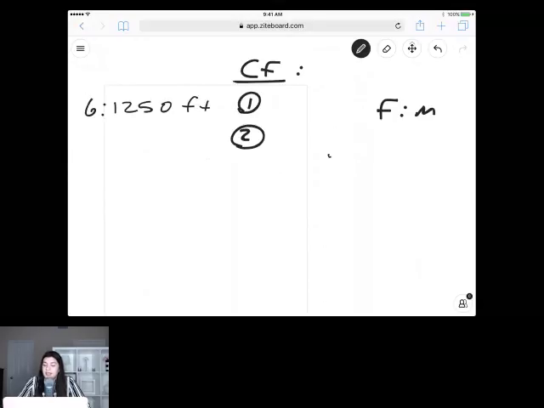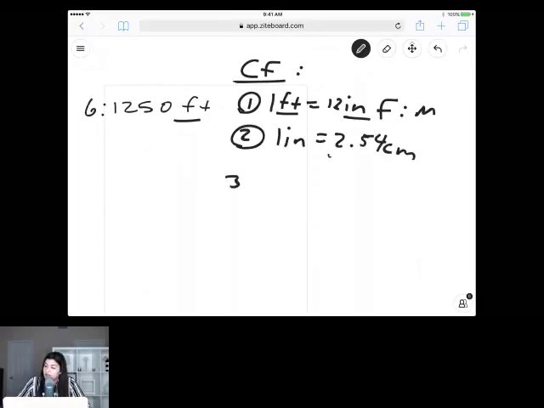So looking at our CF, which just means conversion factor, our first conversion factor has to equal feet. So that's where 1 foot is equal to 12 inches. And then we go from feet to inches. Next, we need to find something that equals inches. So 1 inch is equal to 2.54 centimeters. And now we get to centimeters. And lastly, we'll use the metric system, using 1 centimeter is equal to 10 to the negative second meters.